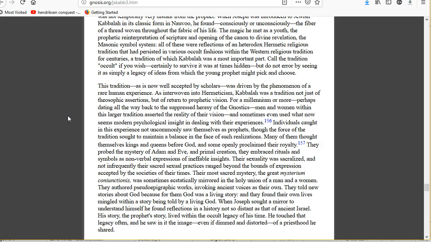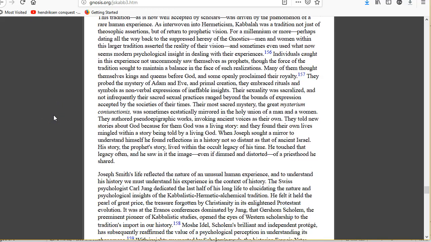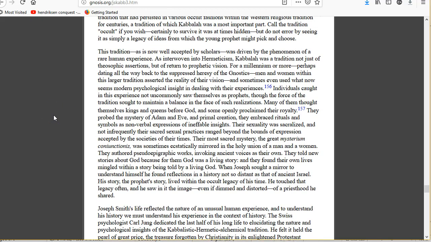Certainly, to survive it was at times hidden, but do not err by seeing it as simply a legacy of ideas from which the young prophet might pick and choose. This tradition, as is now well accepted by scholars, was driven by the phenomenon of a rare human experience. As interwoven into Hermeticism, Kabbalah was a tradition not just of theosophic assertions, but of a return to prophetic vision.